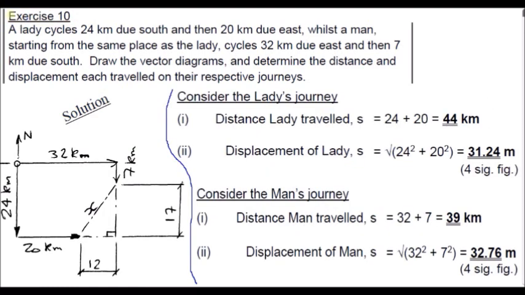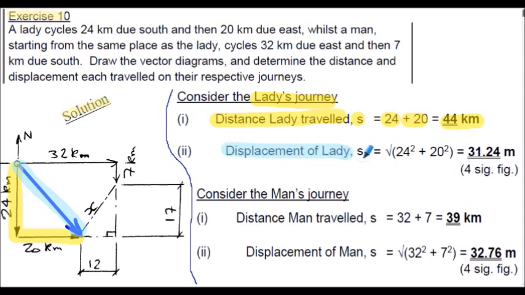So exercise 10, solution continued. Considering the lady's journey, here's the distance the lady travelled, simply S. We simply add the 24 to the 20 and get 44 kilometres. But to calculate displacement, we use Pythagoras' theorem. So displacement of the lady, S again, is 24 squared plus 20 squared, all square rooted. So displacement is 31.24 kilometres to 4 significant figures.